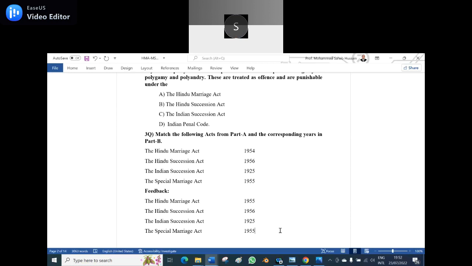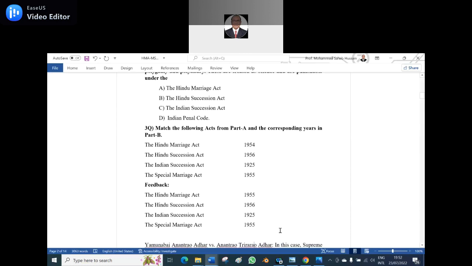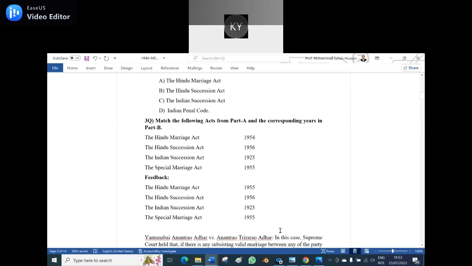Tiger Pataudi married Sharmila Tagore. Which type of marriage is it? Special marriage. I think all these are special marriages. No, not special. Tiger Pataudi married according to the family law, that is Muslim law. Sharmila Tagore converted. Yes, yes, yes.